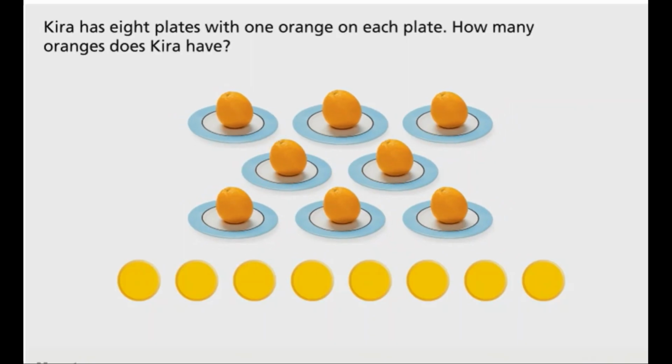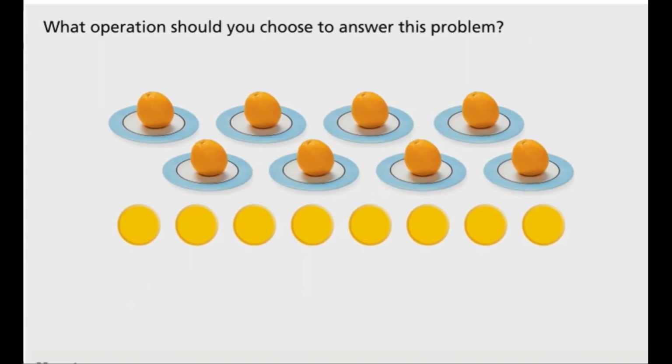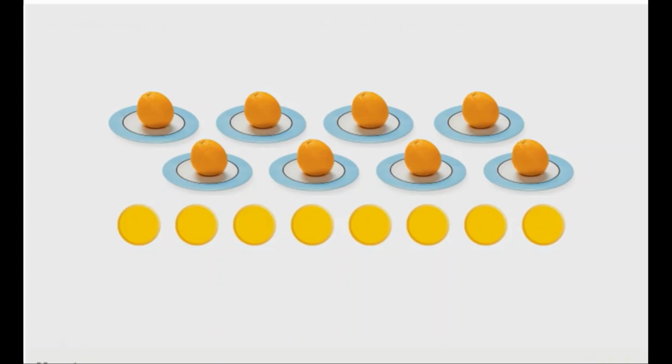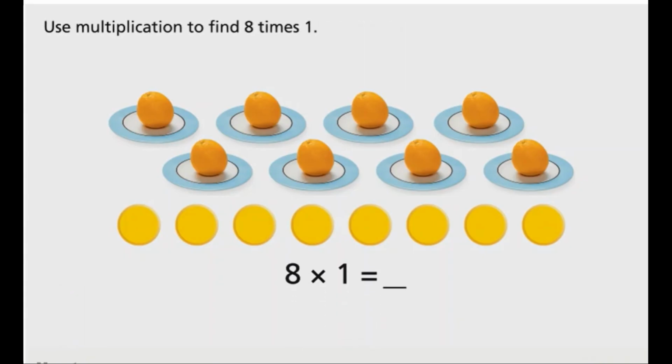Kira has 8 plates with 1 orange on each plate. How many oranges does Kira have? What operation should you choose to answer this problem? Use multiplication to find 8 times 1. 8 groups with 1 in each group makes 8 in all. Kira has 8 oranges.